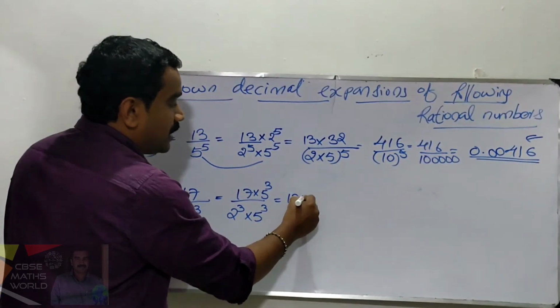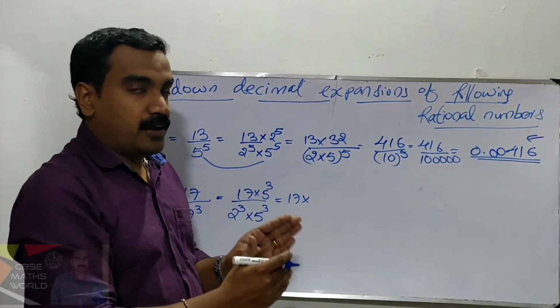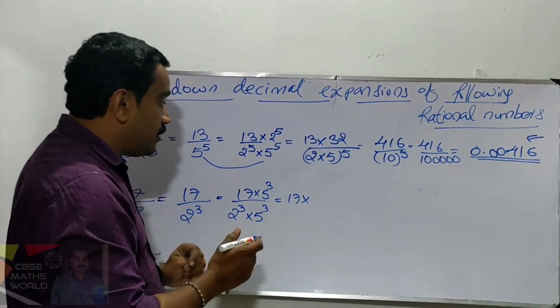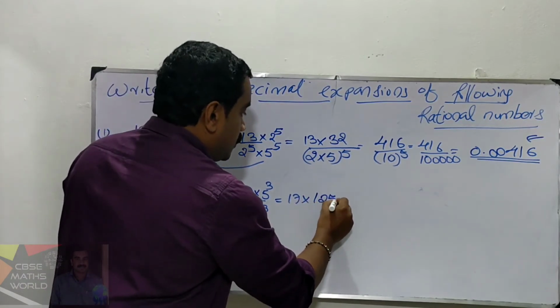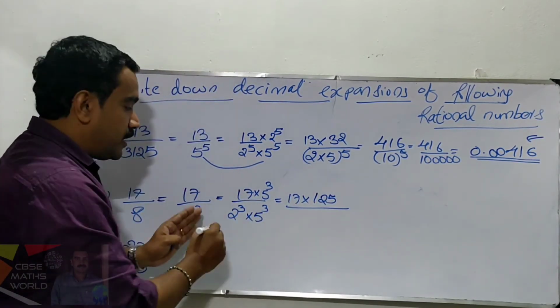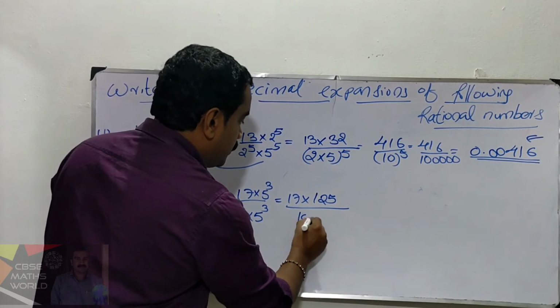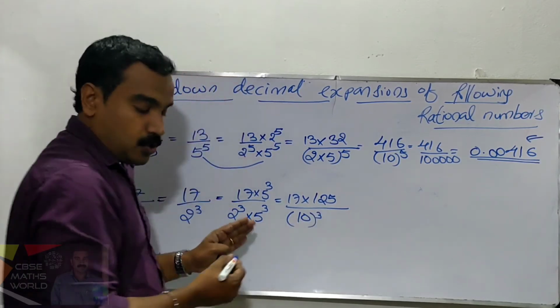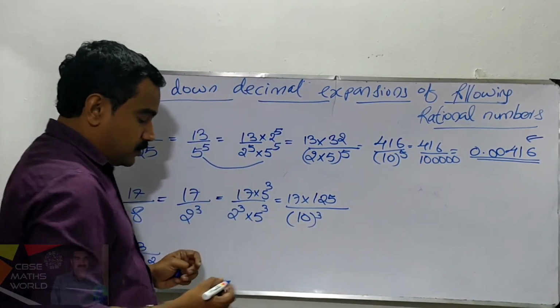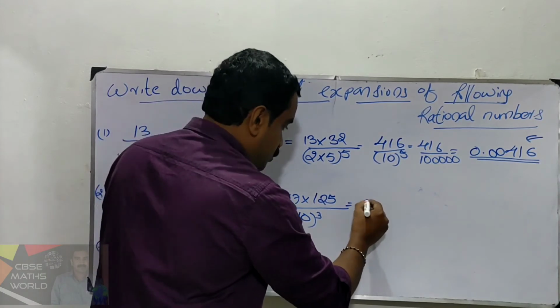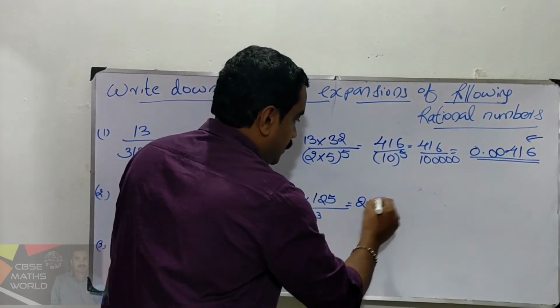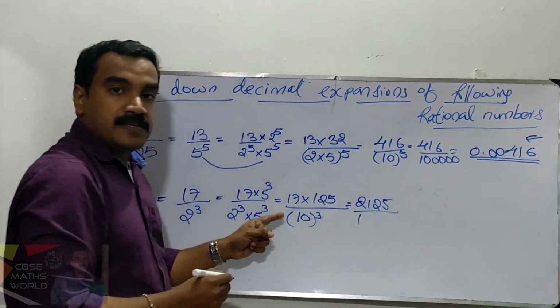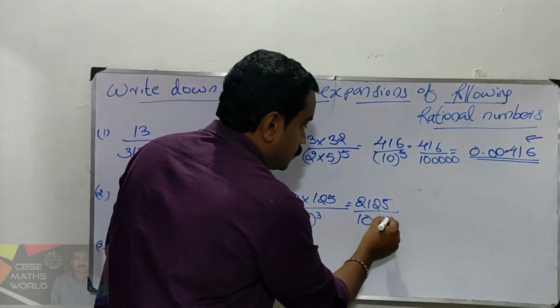That is 17 into, what is 5 cube? 5 into 5 into 5. 5 into 5, 25, 25 into 5, 125. So the numerator is 17 into 125. The denominator is 2 into 5 whole cube. That is 10 cube. What is 17 into 125? 17 into 125 is 2125. 2125 by 1 and how many 0s? 3 zeros. 1, 2, 3.